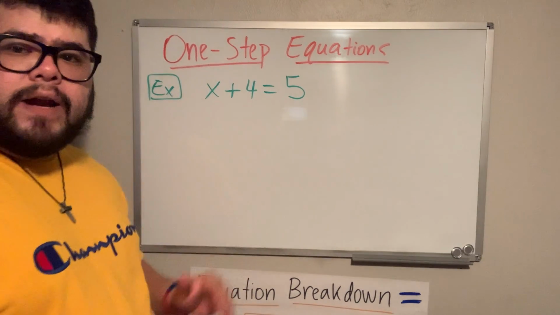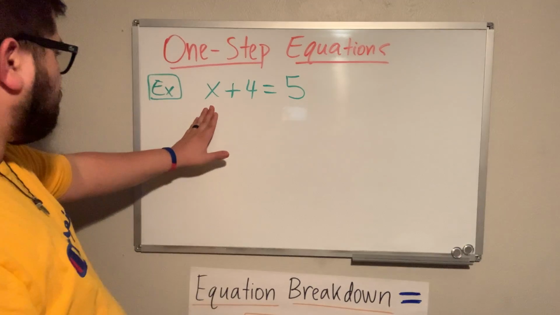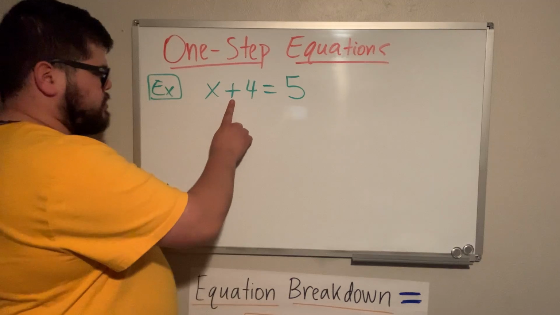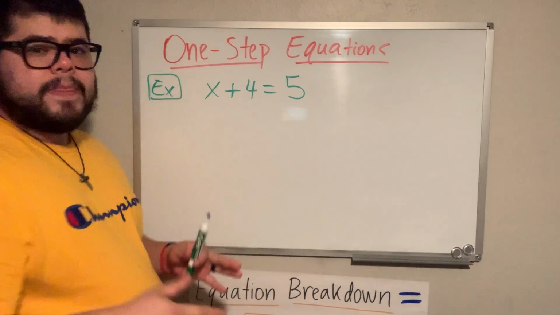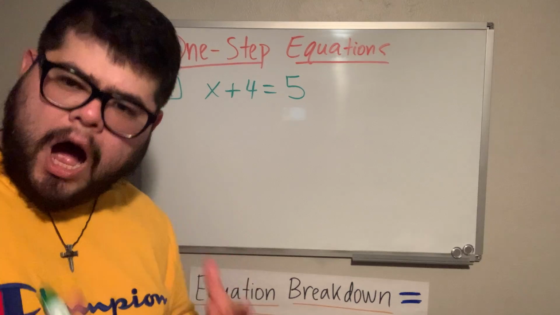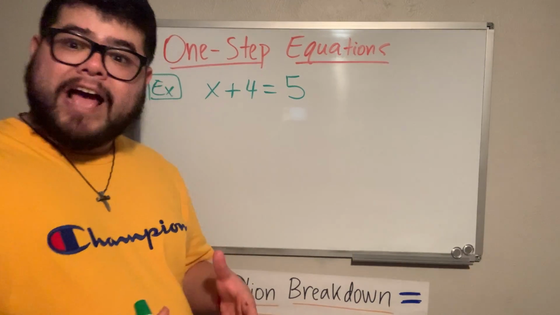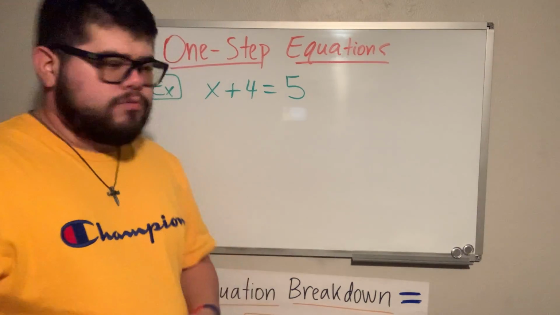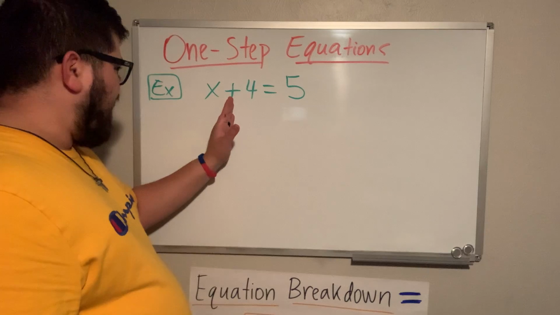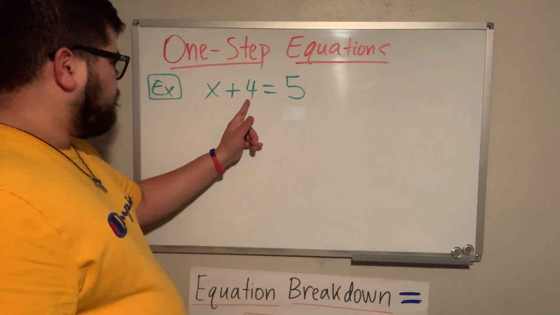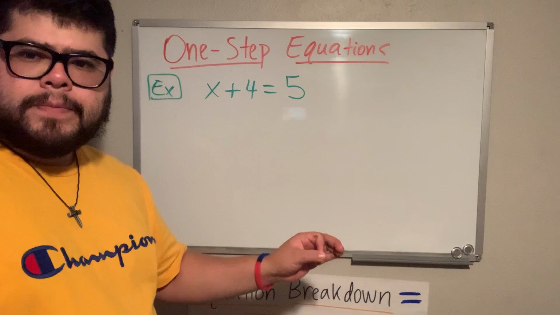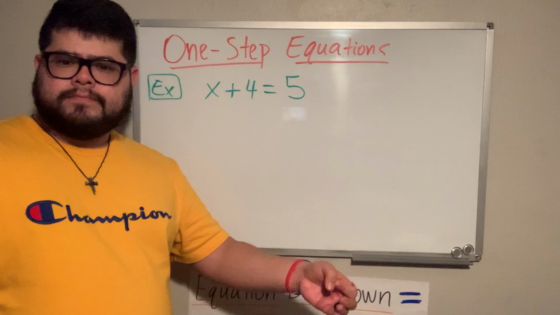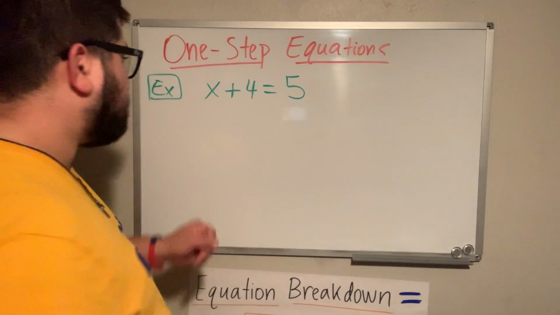So the first thing you want to ask yourself is, what is happening to the variable? What operation is happening to the variable? Addition, right? And what is the opposite operation of addition? Subtraction, right? And so what is being added to the variable? Adding 4, right? And what's the opposite of adding 4? Subtracting 4. And so that's what we're going to do.